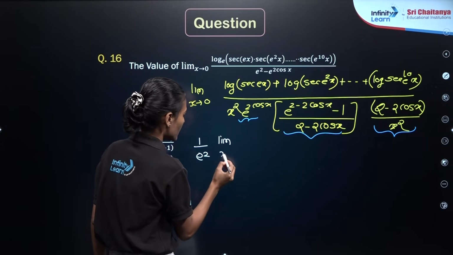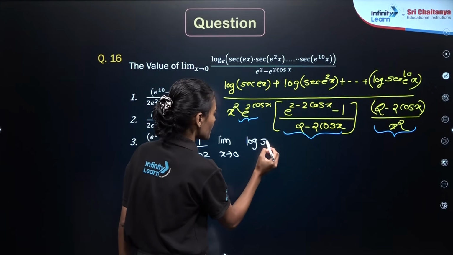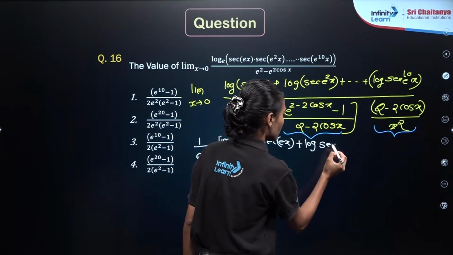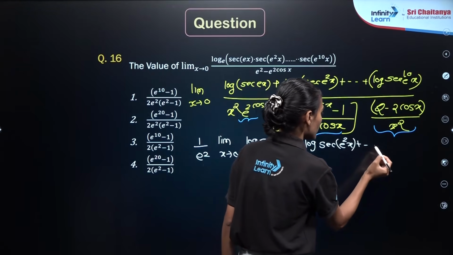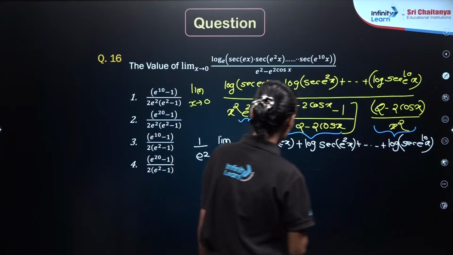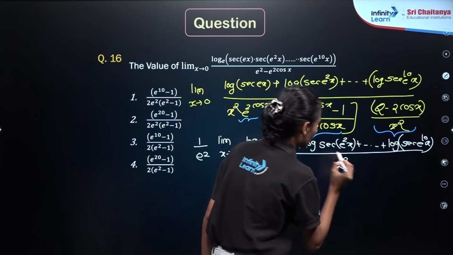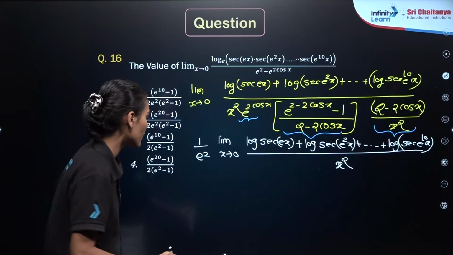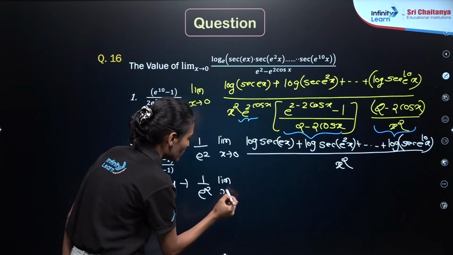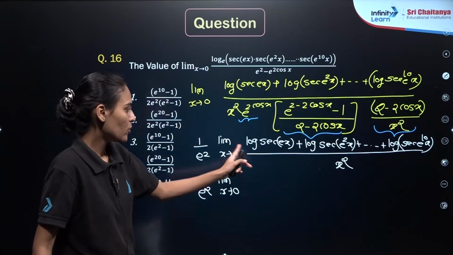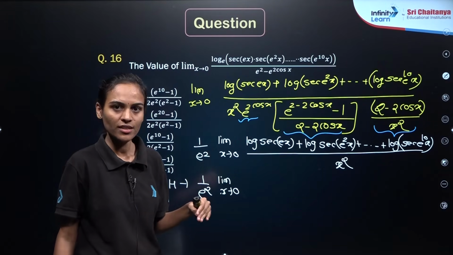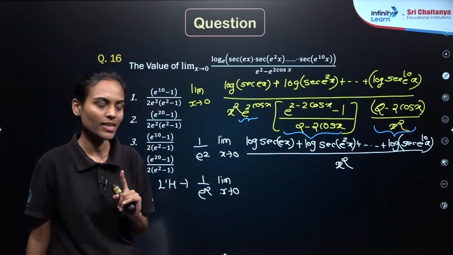limit x approaches 0 of log of sec x plus log of sec 2x plus and so on up to plus log of sec of 10x, whole divided by x square. Now this is a 0 by 0 form. Now I will go for applying L'Hopital. If you apply L'Hopital, this is 1 upon e square, limit x approaches 0. The derivative of log of sec x will be 1 upon sec x into sec x tan x. Sec x cancels, the answer is tan x.